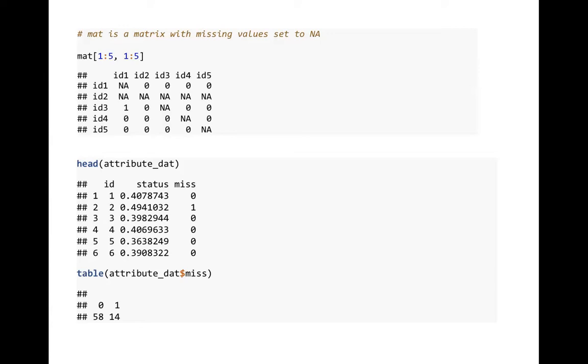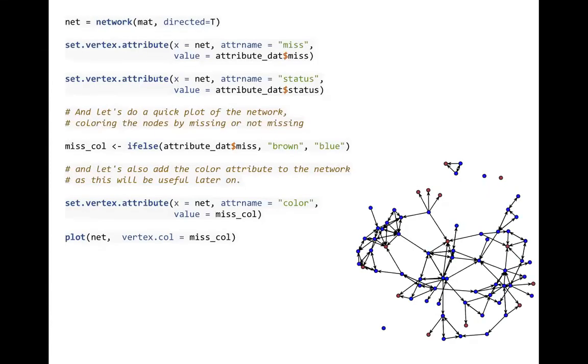And you can see here, I also did a little table to show you that in this case, we have 14 people who are missing and 58 people who were not missing in the network.